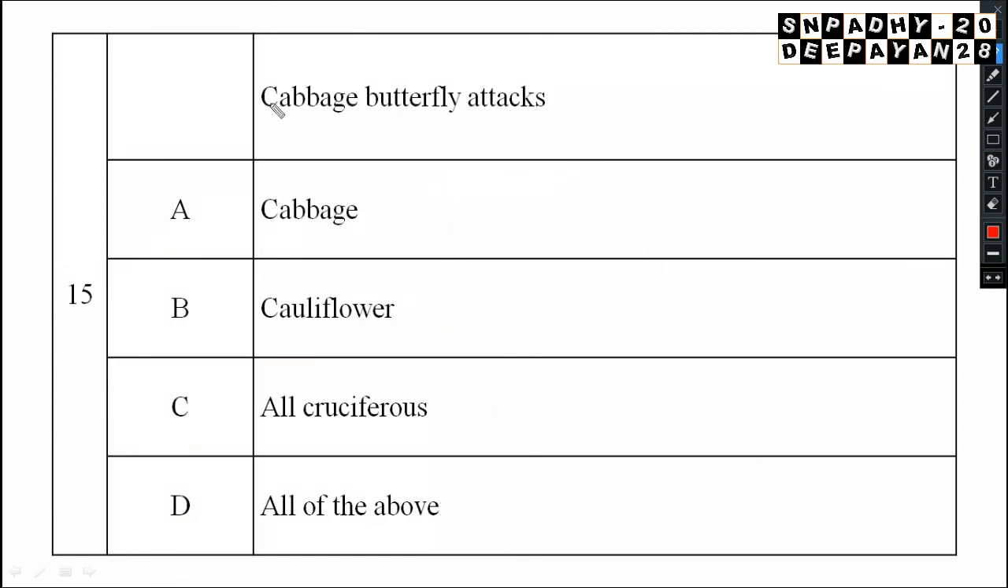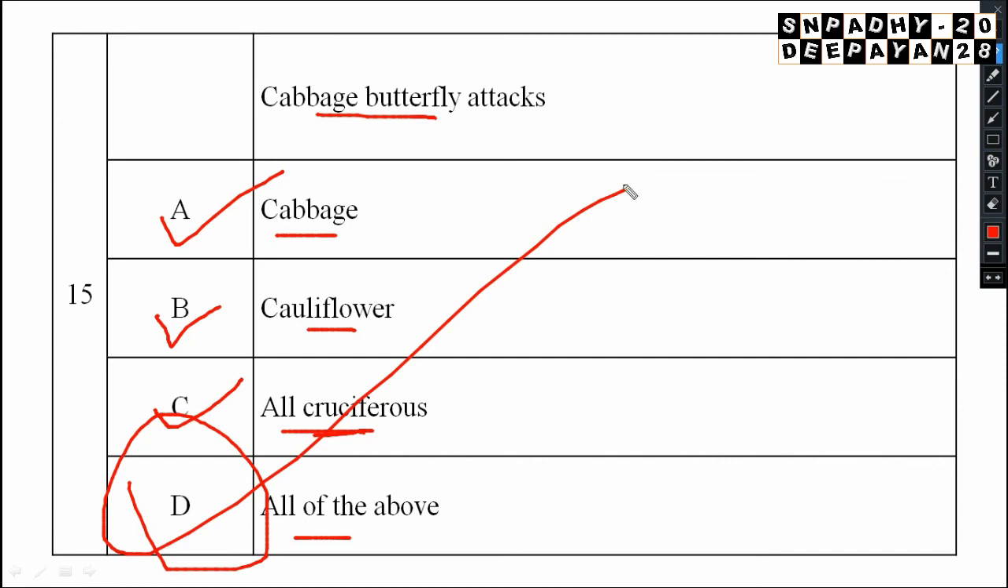You see the last question, that is, the cabbage butterfly attacks which plants? You have to tell me whether they are polyphagous, monophagous or oligophagous. I have told you in the class that it is oligophagous. That means they will feed on plants of related families or within the same family, like your crucifers. Here the examples are cabbage, cauliflower, all crucifers and all of the above. So they attack cabbage, they attack cauliflower, they attack all the crucifers. So the answer will be all of the above, option D.